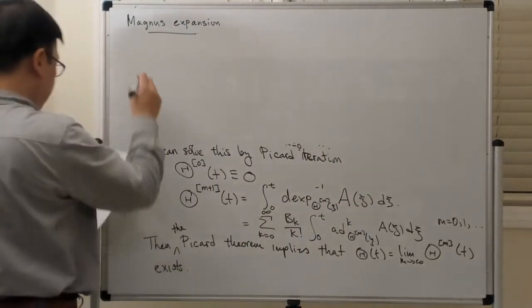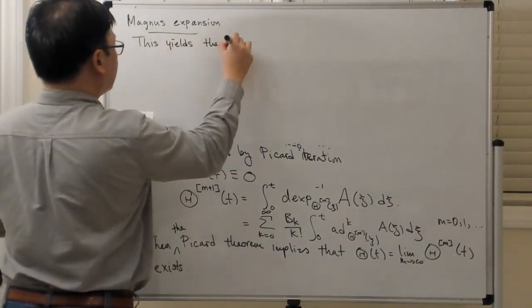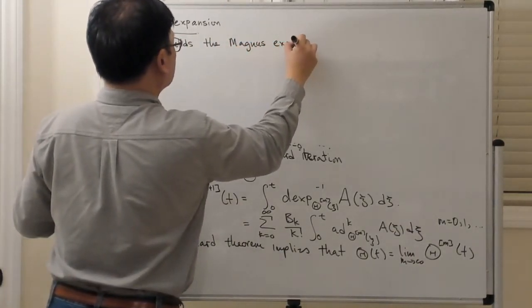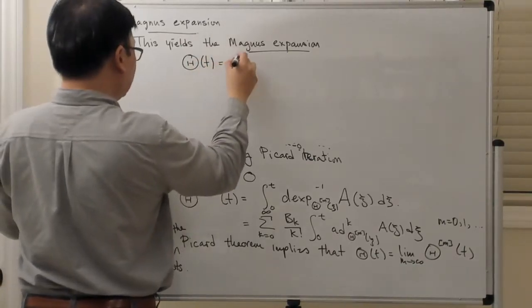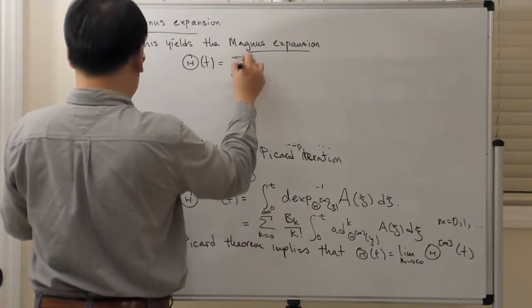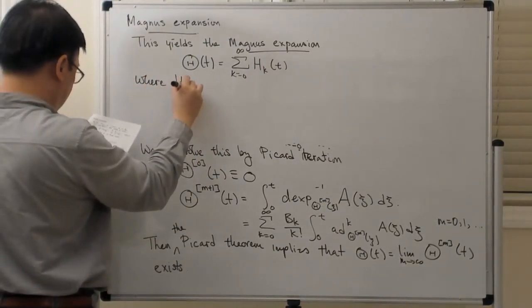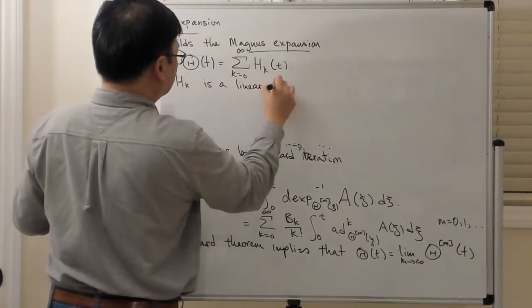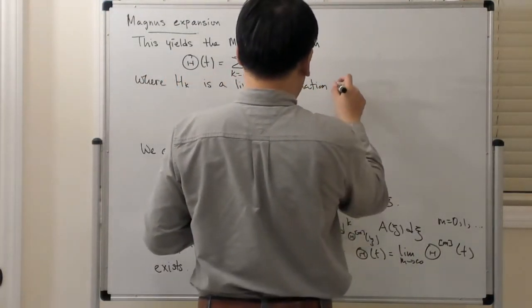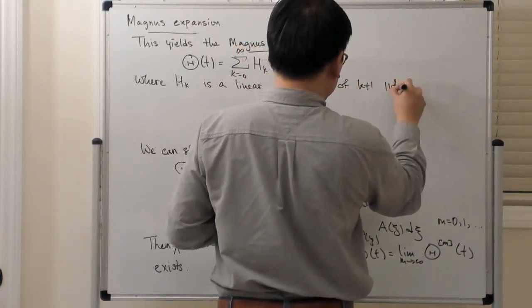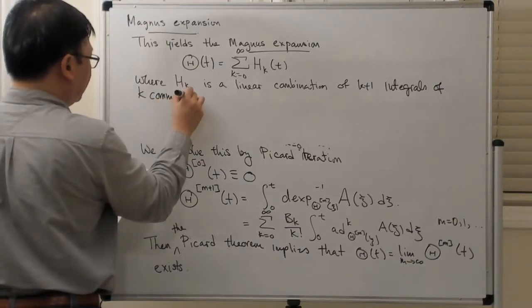Okay, so this yields the Magnus expansion, which is that theta of t is going to be some linear combination, the sum from k equals 0 to infinity of these h_k terms, where h_k is a linear combination of k plus 1 integrals of k commutators, basically. And I'll show you what I mean by that. Okay.